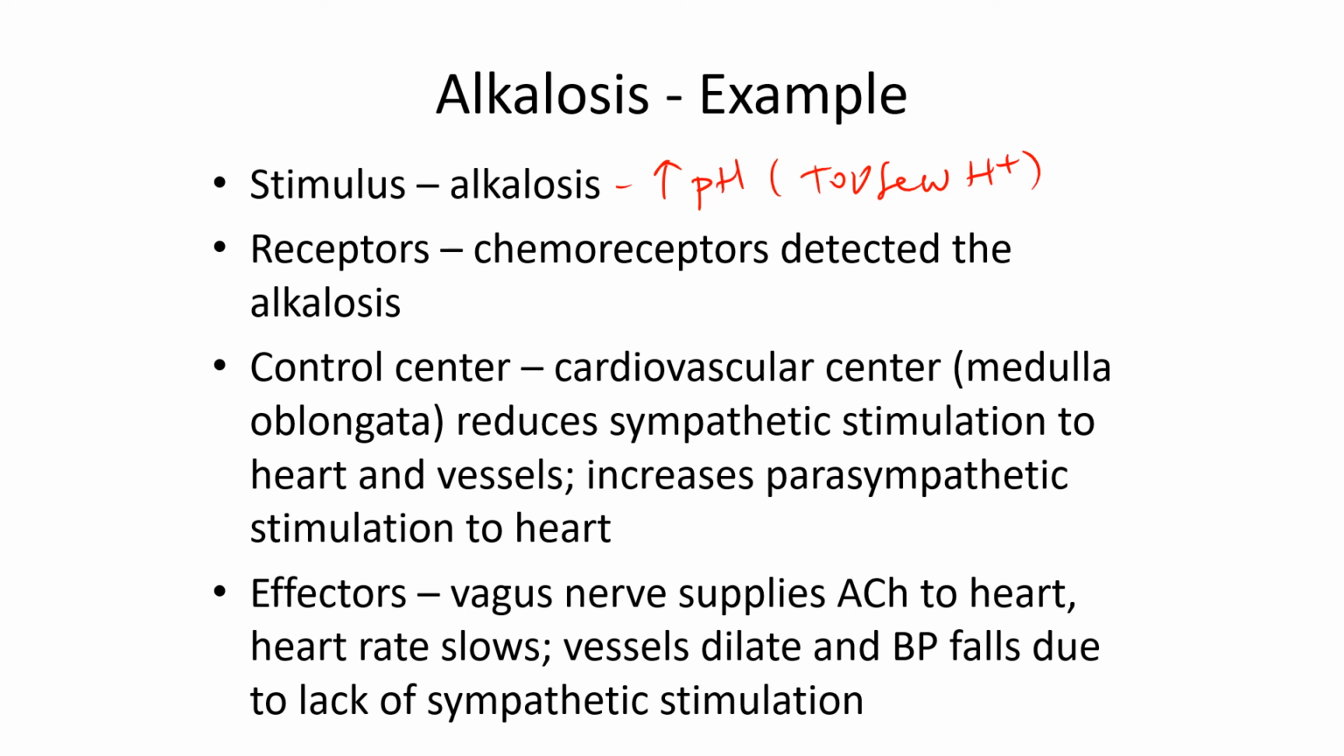Now, there's a lot of stuff tied in here together. The cardiovascular center will then reduce sympathetic stimulation to your heart and increase parasympathetic stimulation, but only to your heart. Keep in mind, none goes to your vessels. Okay, so the vagus nerve is a nerve that travels away from your brain. It innervates your heart and other organs. It will cause acetylcholine to reduce your heart rate. Heart rate slows due to a slowing SA node firing rate. The vessels dilate simply due to a lack of sympathetic stimulation, and in turn, blood pressure will fall.